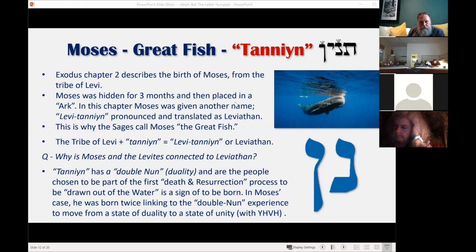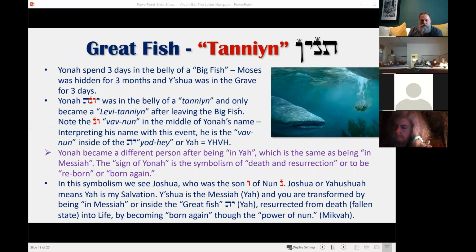Now Jonah, same as Moses, we see the number 3. Same as Yeshua, where we see the number 3. He was 3 days in the belly of a big fish. Now this big fish, as we saw with Moses, is basically the symbolism of Leviathan, which is that process that had to take place. So Jonah going into the big fish means that that's the way of getting reborn and the way of being anointed as a priest.